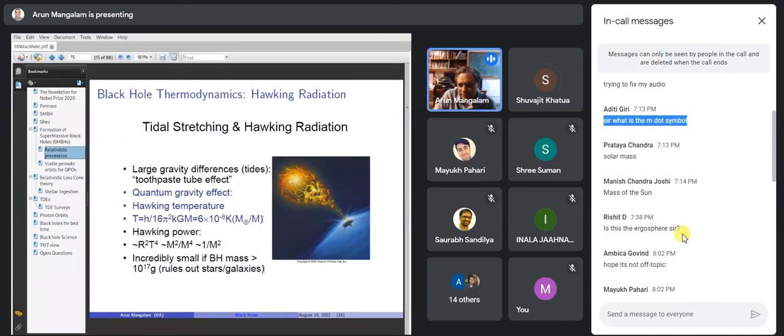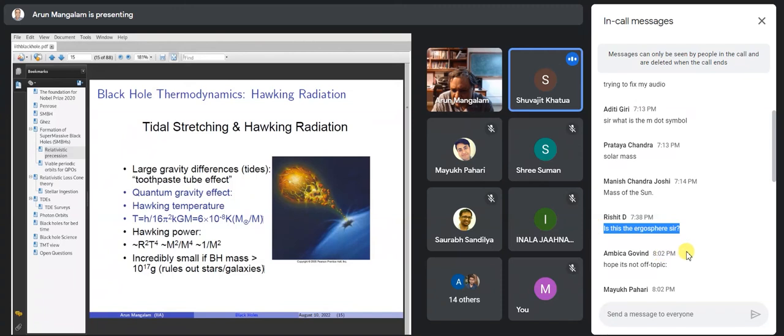Okay, any other question? Let's see. Yeah, Rishi asked, is it the ergosphere? Okay, which is the ergosphere? The ergosphere is the one which I drew. Okay, one sec, hold on.